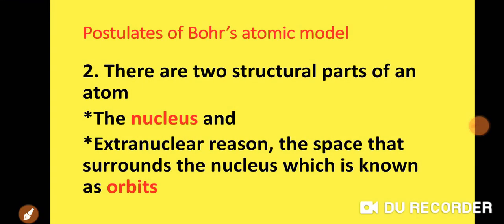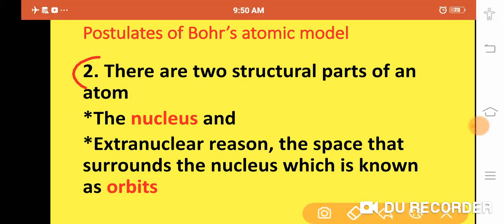Now the postulates of Bohr's atomic model. The second postulate we are going to discuss here: there are two structural parts of the atom. First is the nucleus and second is the orbit. The nucleus is in the center, which has the protons and neutrons. We will discuss it, but the second part is the extranuclear region, the space that surrounds the nucleus, which is known as orbit. Okay.